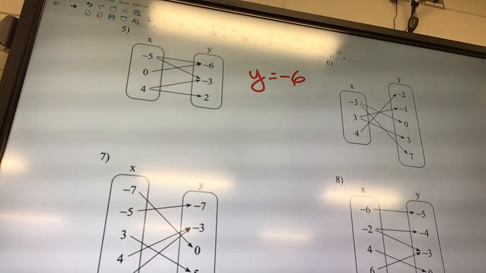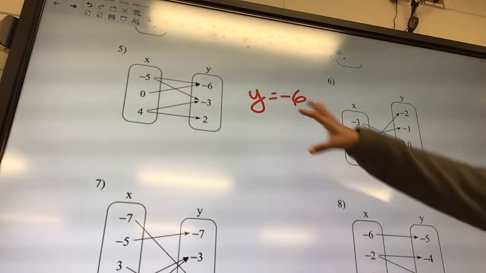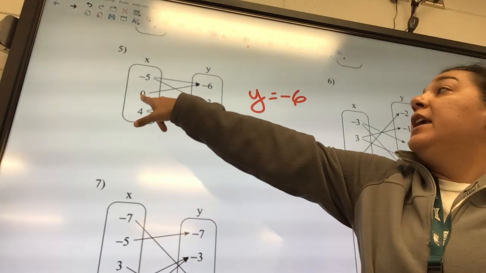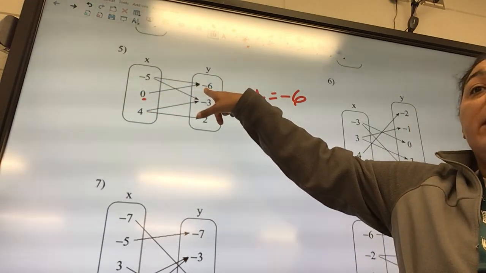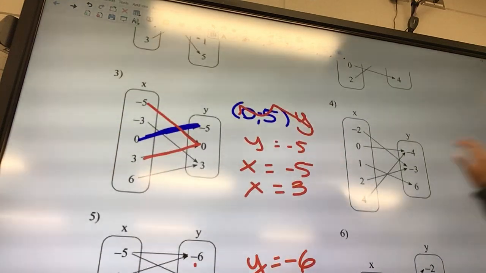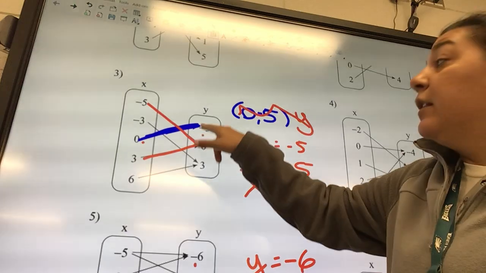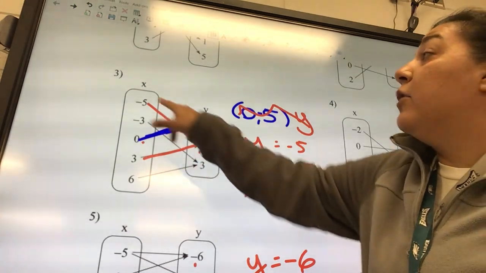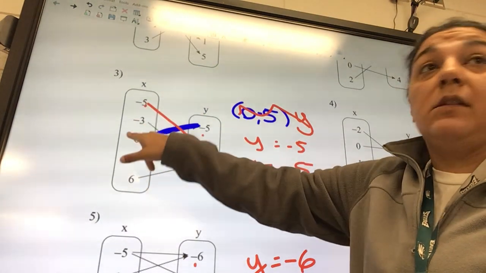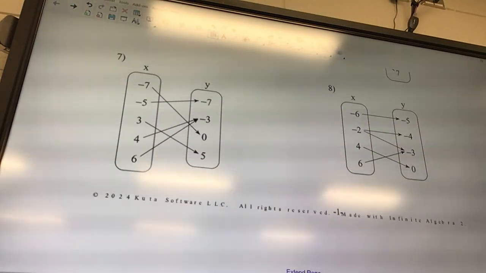Okay, the way that I remember it, because sometimes it's confusing for people, I find the zeros. If the number is on the y, then it's a y-intercept. For this one, we can see that I'm following the 0, the number's on the y, so that means it's a y. This one, the 0 is on the y, and the number's on the x, so that means it's an x-intercept.